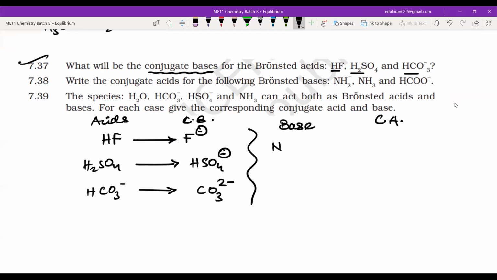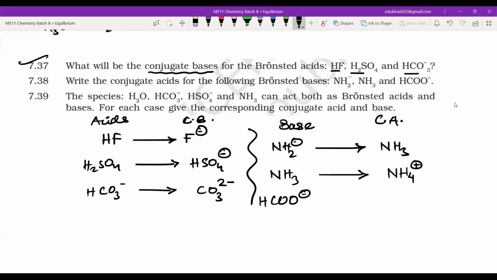What is the base? NH2 negative. Then you add H plus to it. If you're adding H plus, then it will get NH3. The negative charge will be neutralized by the H plus. Similarly, if I have NH3, I will add H plus, it will become NH4 positive because it was neutral and I'm adding a positive thing. Similarly, if I have HCOO negative, I'm adding H plus because it is a base, it accepts H plus, it will be HCOOH. So these are the conjugate acids of the following bases.